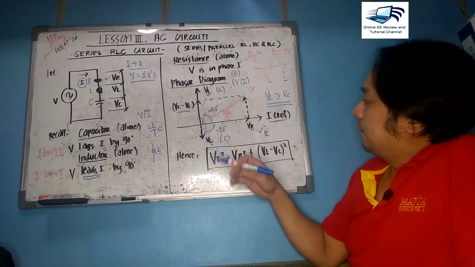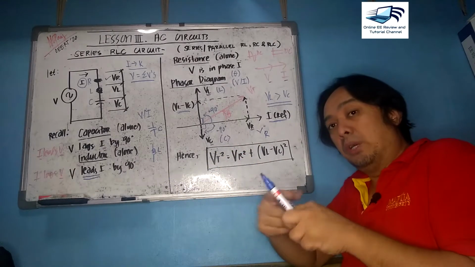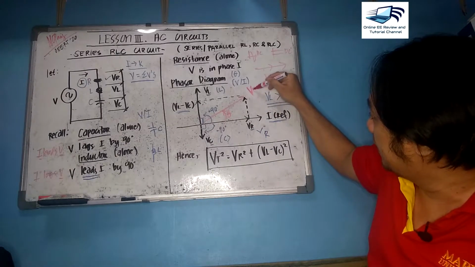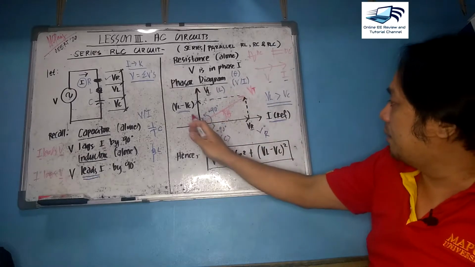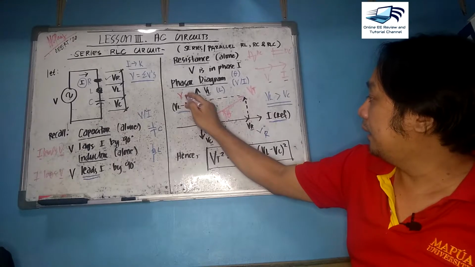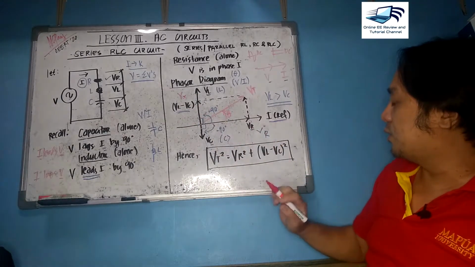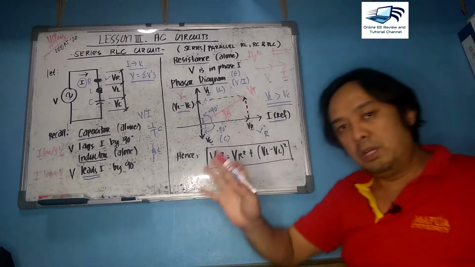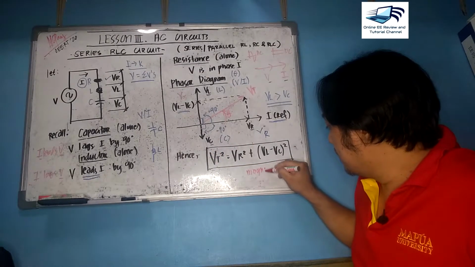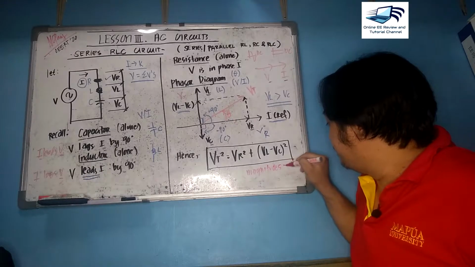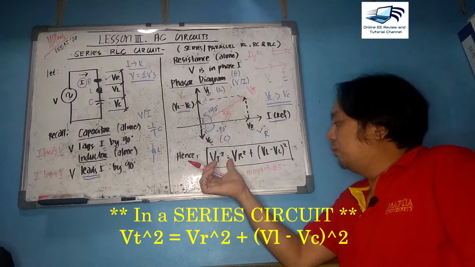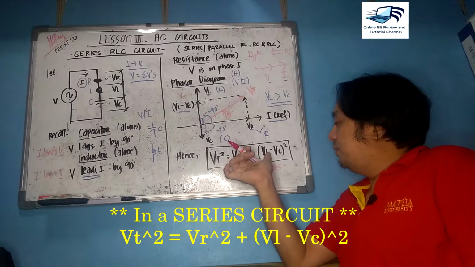Thus, considering a phasor, you can now get the total voltage VT by having the vector sum of your total VX, which is VL minus VC, and VR respectively. Considering only magnitudes, we can develop this equation: the total voltage VT squared is equal to VR squared plus VL minus VC squared.